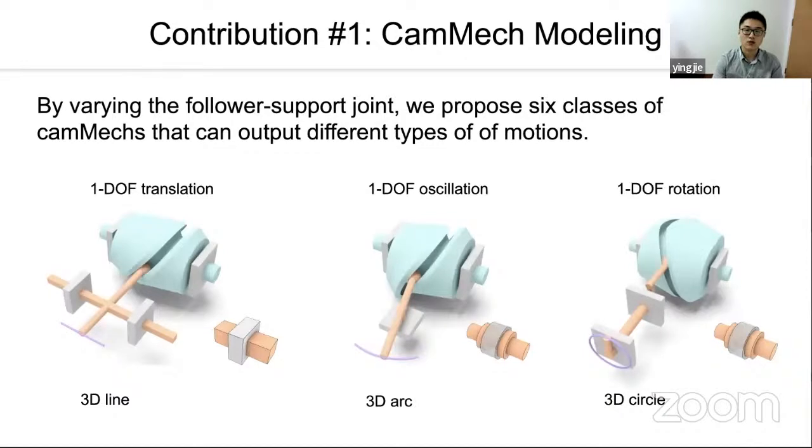Our CamMech also supports output of 1 degree of freedom motion, including 1 degree of freedom translation, 1 degree of freedom oscillation, and 1 degree of freedom rotation. The output path is a 3D line, an arc, or a circle.